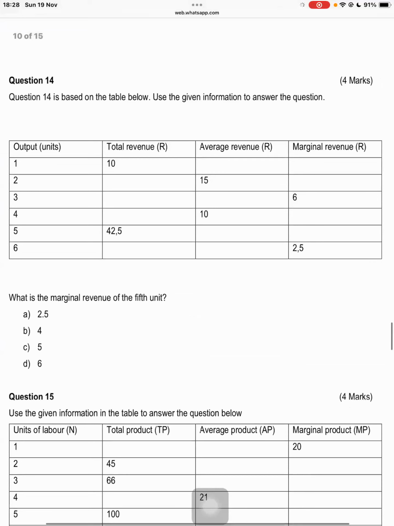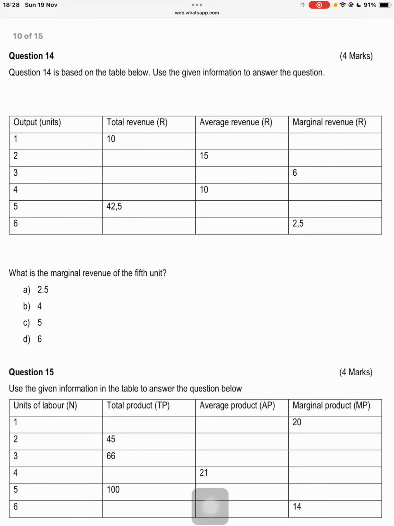All right, so this one is an interesting one. Question 14 is based on the table below. Use the information given to answer the question, and output and units and total revenue.